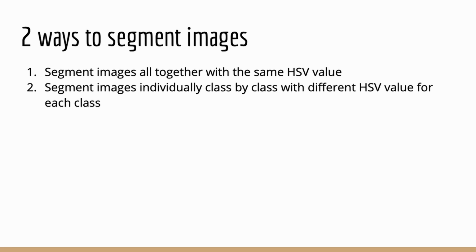There are 2 ways to segment images. First is all together with the same HSV value, and second is individually class by class with different HSV value for each class. The reason why we tried segmenting the images individually class by class is because we found out that the HSV range for every class is different. Thus, this results in some noises in the segmentation of images. However, we are not very sure if by doing this, will the model be able to generalize well. Thus, this will be further elaborated in one of our experiments in the subsequent slides.